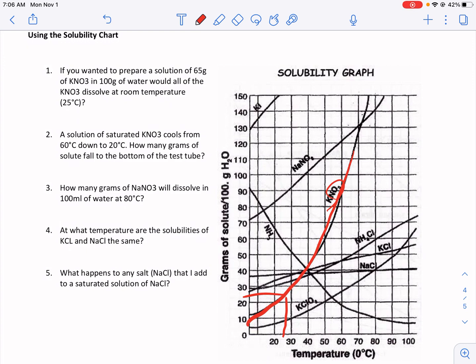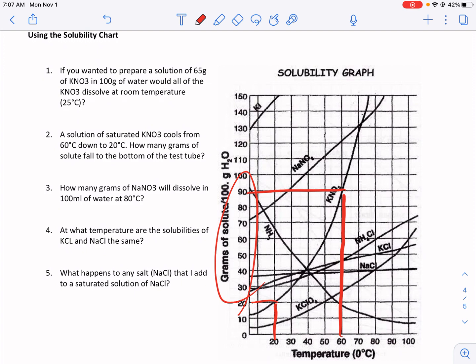Number 2, a solution of saturated KNO3 cools from 60 to 20. So let me get rid of some of this stuff here. From 60 to 20. So here's your 20, here's your 60, okay? And then looking at these lines, how much would fall out as solids like you saw in the lab on Friday?